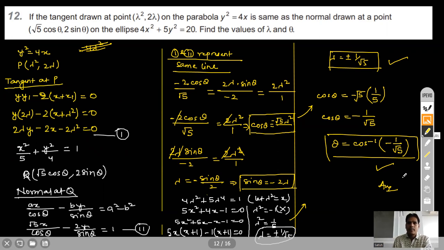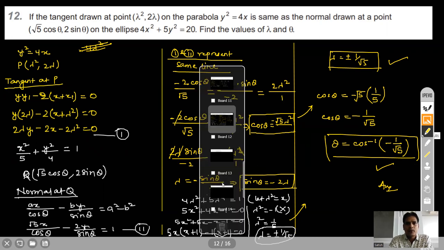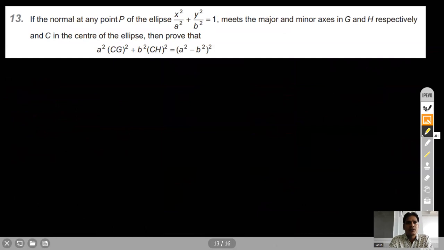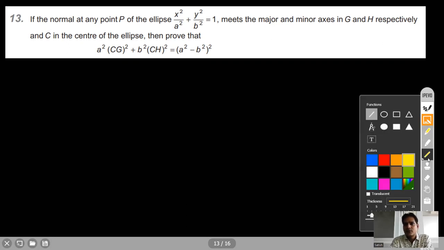It is a bit lengthy. So anyhow, we invested 1-2 minutes here in this calculation part. So this is done. This is the value of our lambda and theta. Okay. Now coming to the next one. This is our question number 13. If the normal at any point P of the ellipse meets the major and minor axis in G and H, and C is the center of the ellipse. So basically, this type of questions we did in this exercise. I have already done it, but okay, we will do it once again.